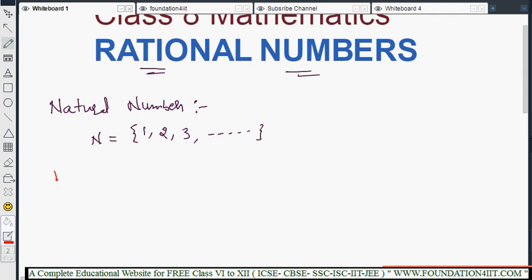Whole numbers. The next number system is whole numbers. This was already studied in earlier classes. Once again we'll revise this. Every natural number as well as 0 is a whole number. Whole numbers are denoted with capital W. That means every natural number along with 0, that is 0, 1, 2, 3 up to infinity. These are the whole numbers.